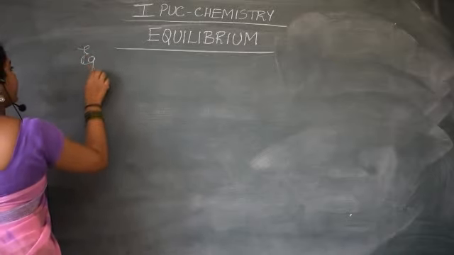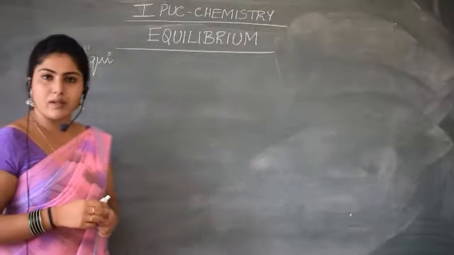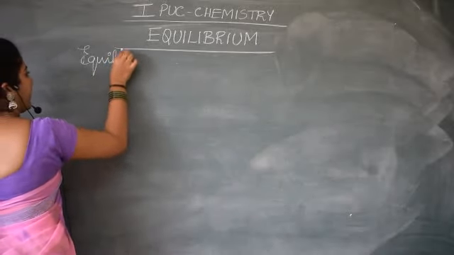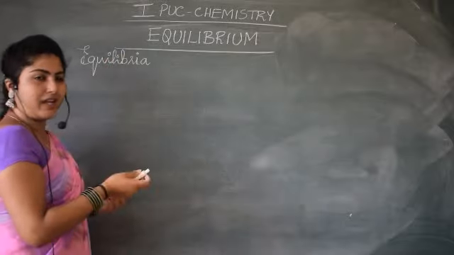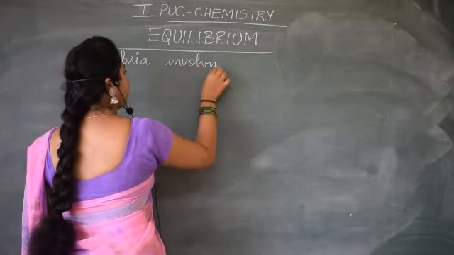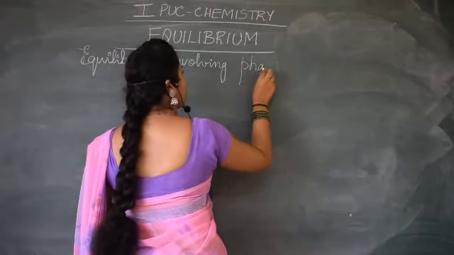Equilibrium is singular, equilibria is plural. Equilibria means plural form, many. Okay, equilibria involving phase transformation.